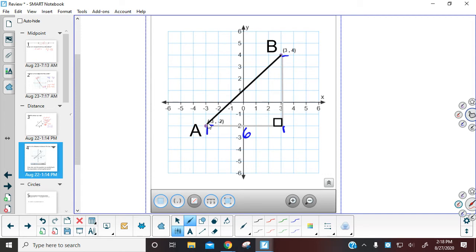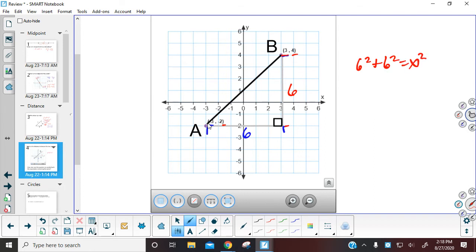When I look at my y values, again, to find the distance from here to here, I'm going to do the difference of my y values. So between 4 and -2 is also 6. And again, now I'm back to what I did in the previous screen. I have 6 squared plus 6 squared equals x squared. And when I solve, I would get x equals 6 root 2.